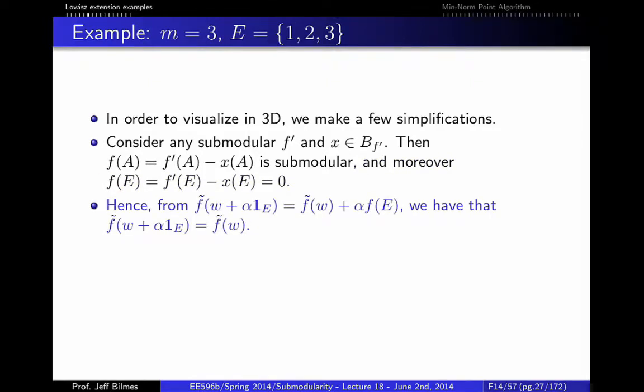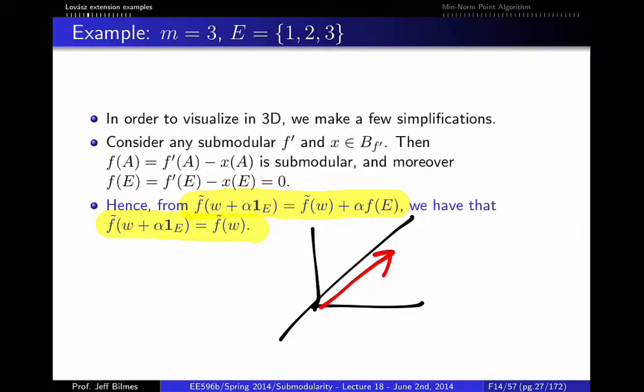And then we use this strange property, where f tilde of w plus alpha 1e is equal to f tilde of w, basically f of e is equal to 0. So what this means is that the Lovász extension is identical every time we move up and down this axis. It's a little bit hard to draw, but I'm going to try anyway. I'm not a very good drawer, but let's say that these are the 3 axes, and let's say that you take this point here. This is alpha times 1e.